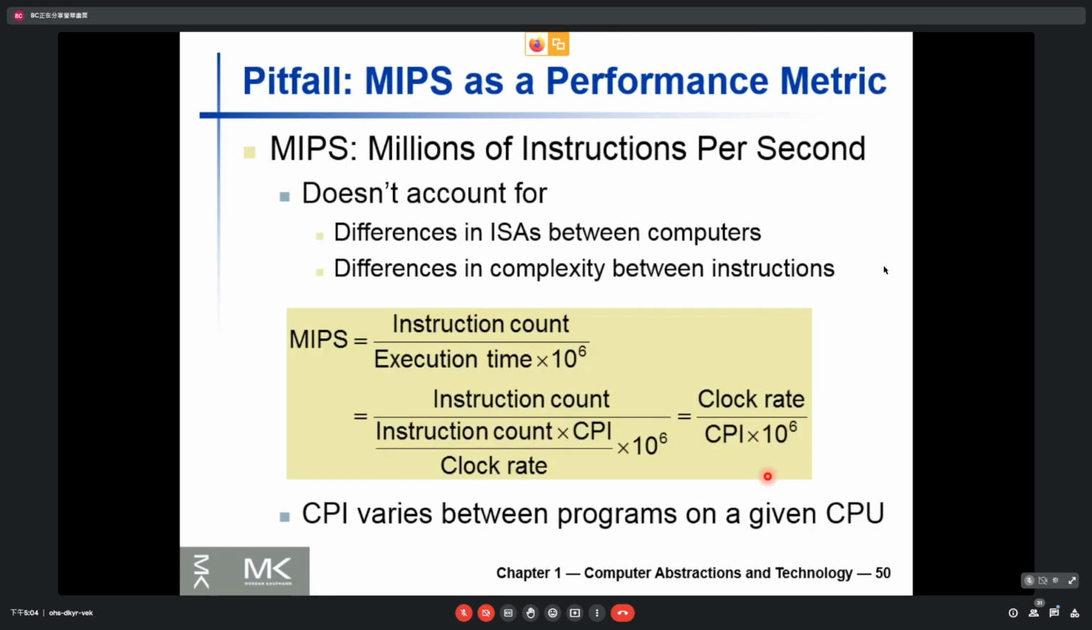MIPS as performance metrics. What is MIPS? MIPS is millions of instructions per second, 每秒跑的指令数量100万，有几个百万，每秒跑几百万个指令，这是一个评估的参数，叫 MIPS. So if a processor that has higher MIPS, 一秒跑的指令数比较高, higher million instructions per second, that means this processor has better performance. Is that a correct statement?